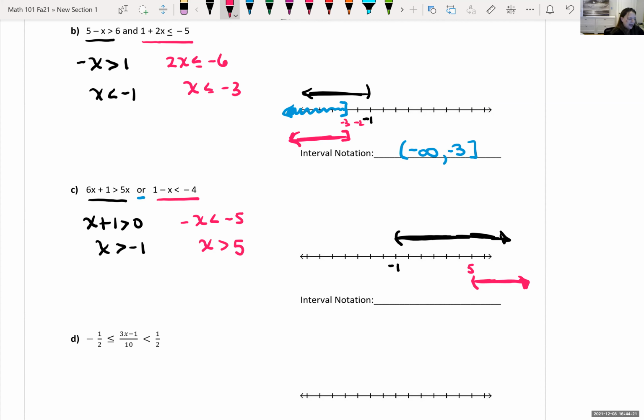Well, they both overlap, but we're not looking at what they have in common. We're looking at everything that is in one set plus everything that is in the other set. And so our interval notation, our solution is negative 1 to infinity.